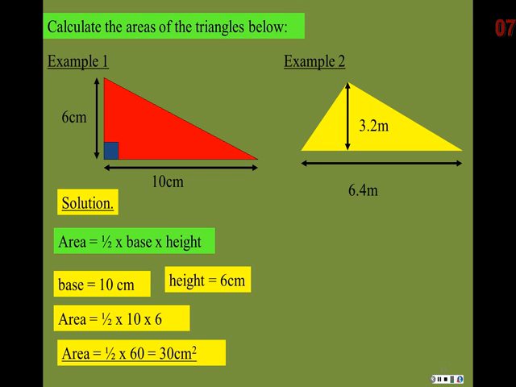Remember, the formula is to take the base times the height and divide it by 2. So tell me what you get. See, this is a right triangle. This is a scalene triangle. So you have to do, it's the same formula though.